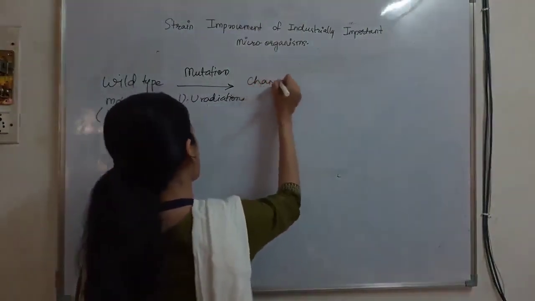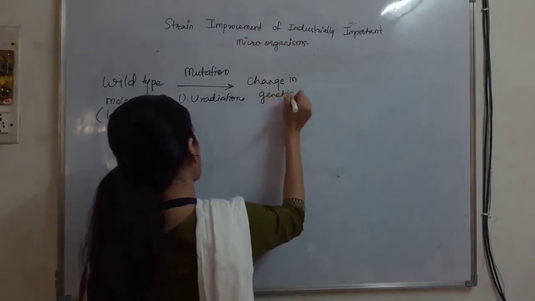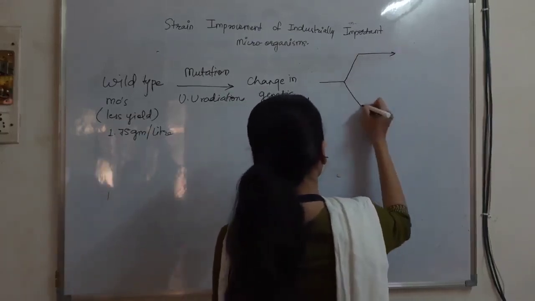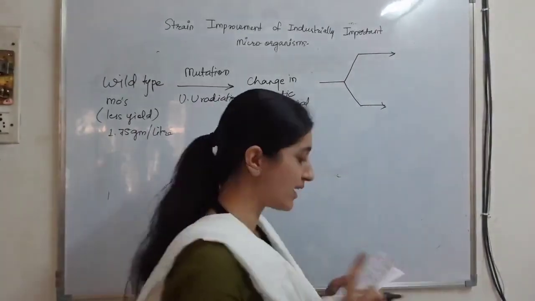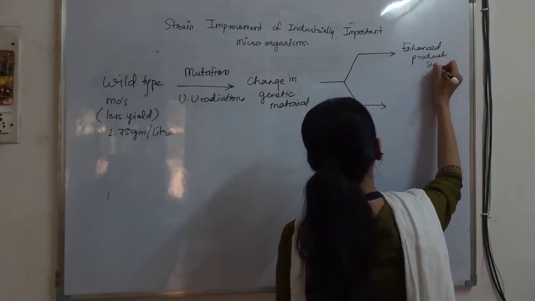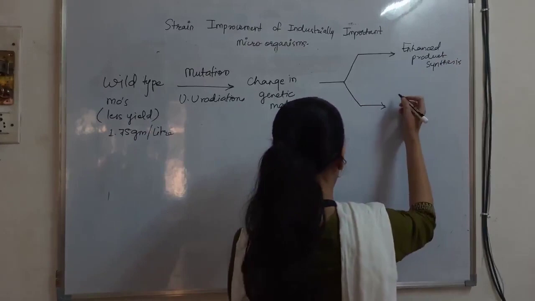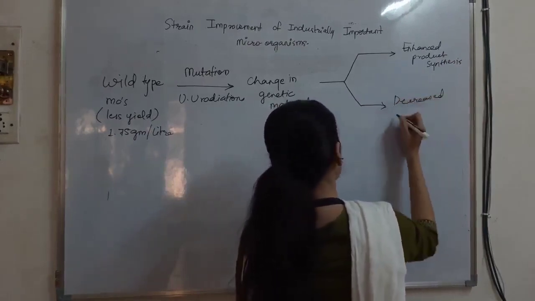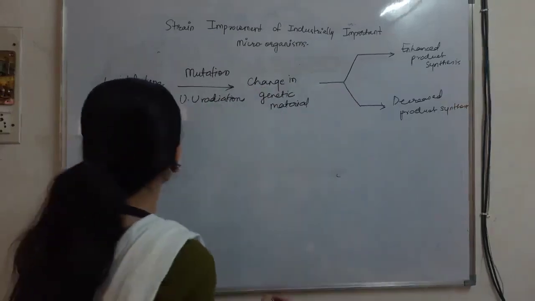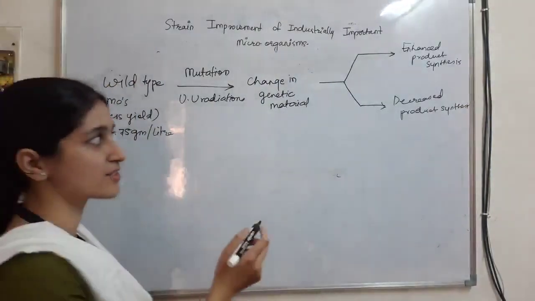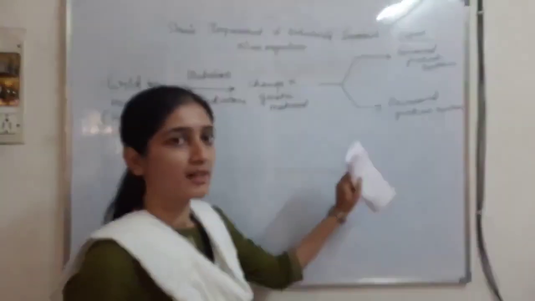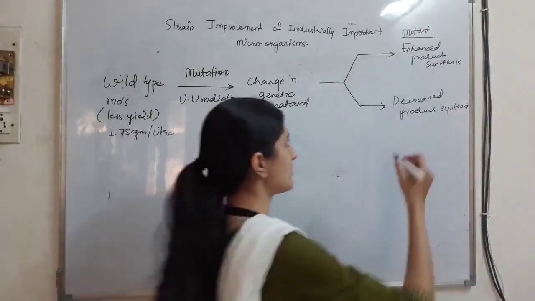And which will lead to two types of bacteria. One which will give enhanced product synthesis, and the other type which can give decreased product synthesis. So the wild type will be changed into the mutant type, and then a strain is selected which will give enhanced product, which is this one.